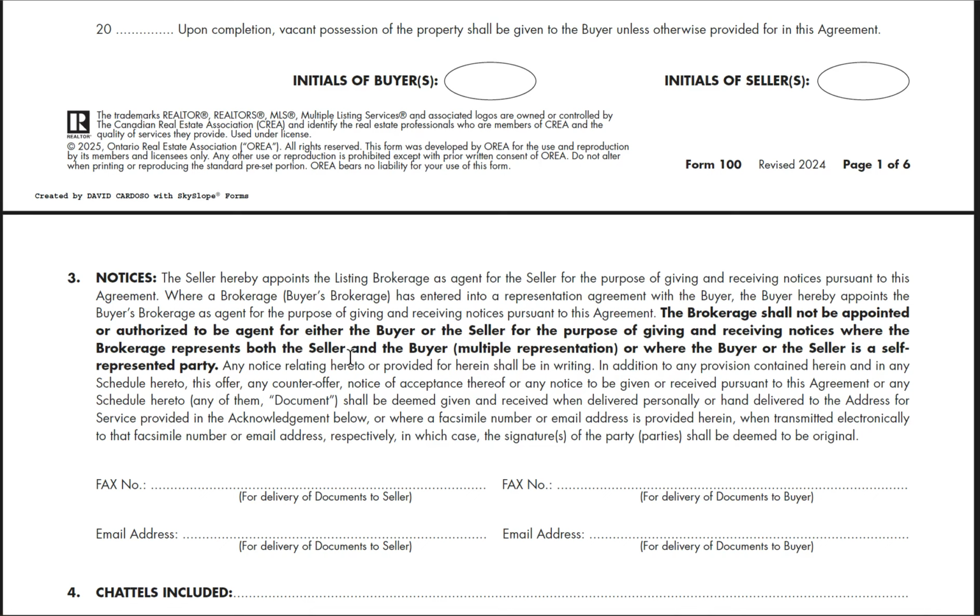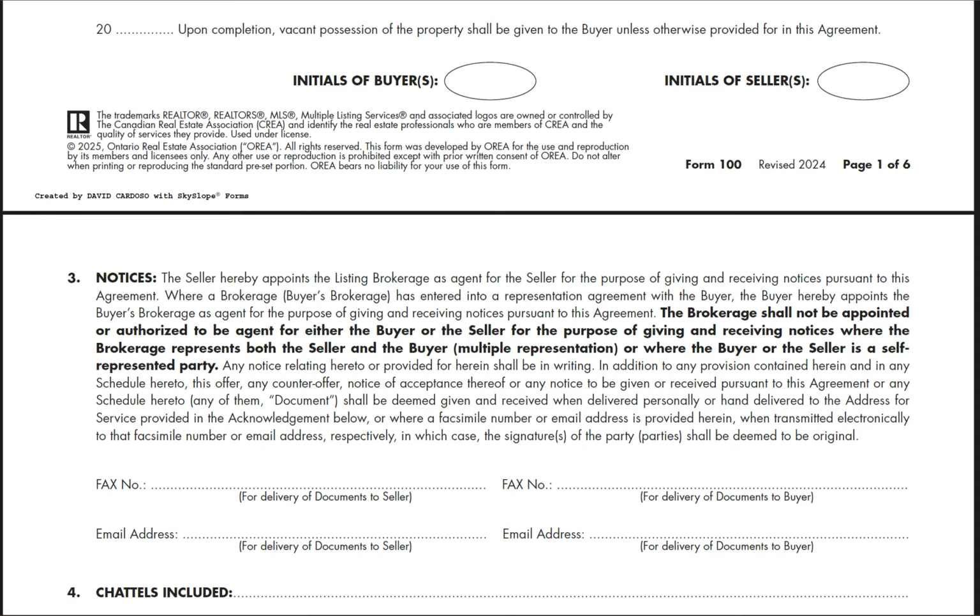In addition to any provisions contained herein and any schedule hereto, this counteroffer, any counteroffer, notice of acceptance thereof, or any notice to be given or received pursuant to this agreement, or any schedule hereto, any of these documents shall be deemed given and received when delivered personally or hand delivered to the address for service provided by the acknowledgement below, or when a fax number or email address is provided herein, when transmitted electronically to that fax number or email respectively, in which case the signatures of the parties shall be deemed original.